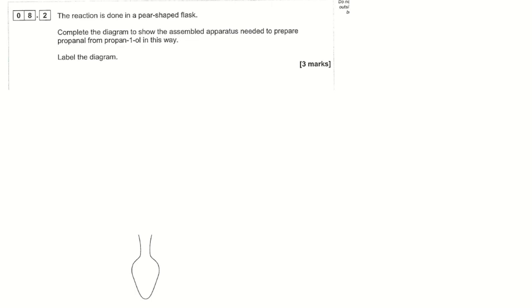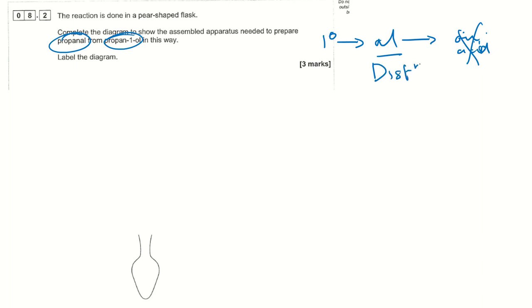Okay, the last structure question: how do we convert propan-1-ol to propanal? If we remember, propan-1-ol is a primary alcohol. That will be oxidized to an aldehyde, and if we leave it in contact with the oxidizing agent, it will go to a carboxylic acid. Now, we don't want this to happen, we want it to stop here. So we've got to draw distillation. If you drew reflux, you threw away all the marks.